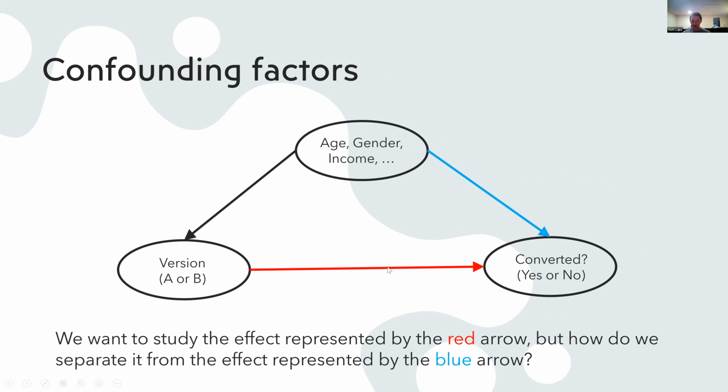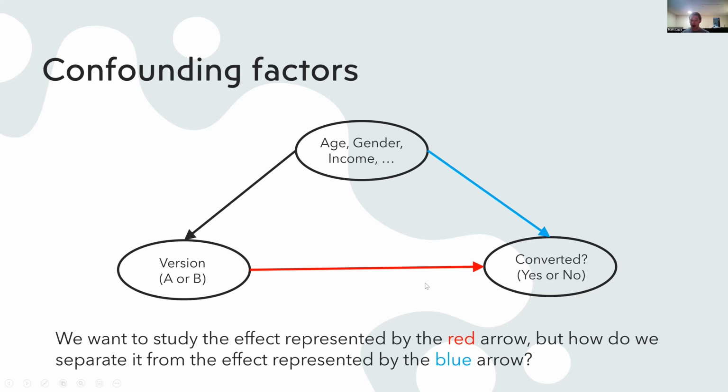So here, this diagram is meant to represent the different factors that are at play in this situation and the directions of influence of one onto the other. On the one hand, we have the version of this feature that we're showing to people, A or B, and we're interested in the effect of this version on people's behavior, which is whether they converted or not. That's represented by the red arrow.